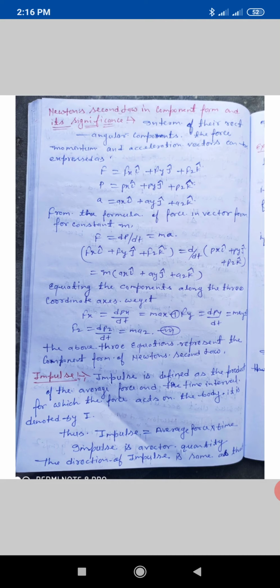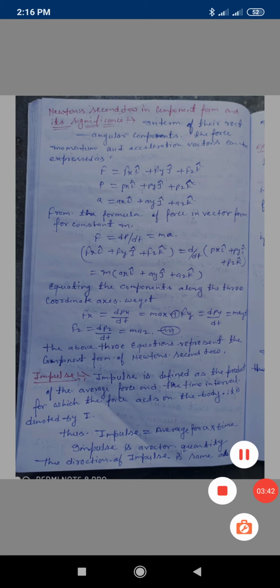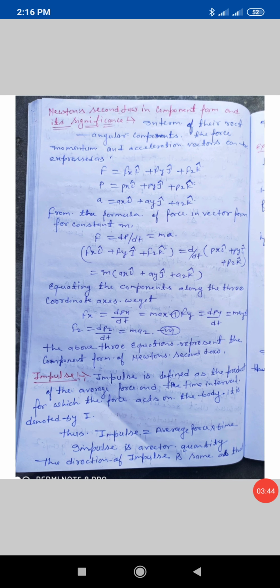And next is impulse. Impulse is defined as the product of the average force and the time interval for which the force acts on the body, and the impulse is denoted by I.